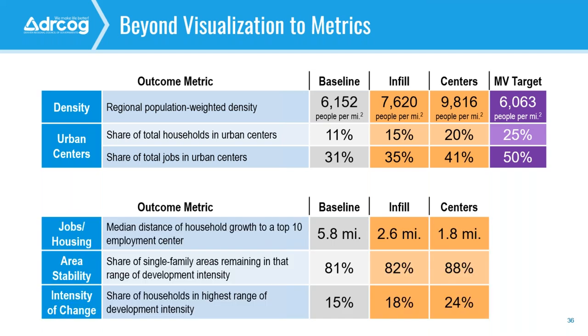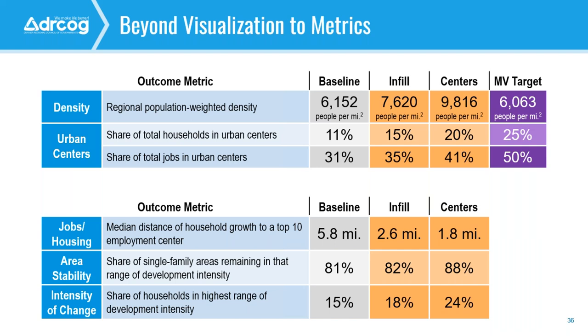If you could show the remainder of that. We also wanted to look at a couple other things that aren't necessarily metrics straight out of MetroVision itself. Folks have opportunities to locate closer to one of the top 10 regional employment centers. In the baseline, our household growth is locating almost 6 miles away from one of those employment centers. In the infill, the opportunities are much closer, and in the centers, extremely closer to one of these employment centers. That's not saying that that household itself would be working in that employment center, but it is saying that the opportunity of being closer to an employment center would be there for a lot more of the household growth.